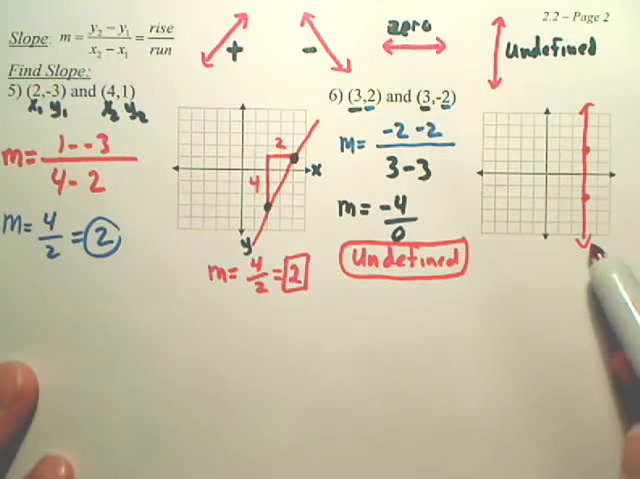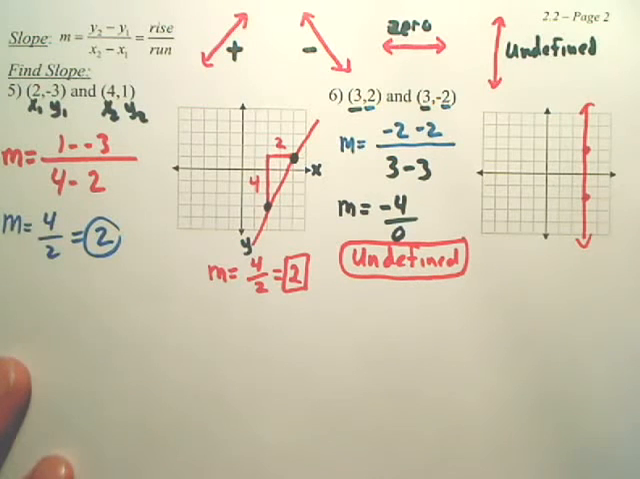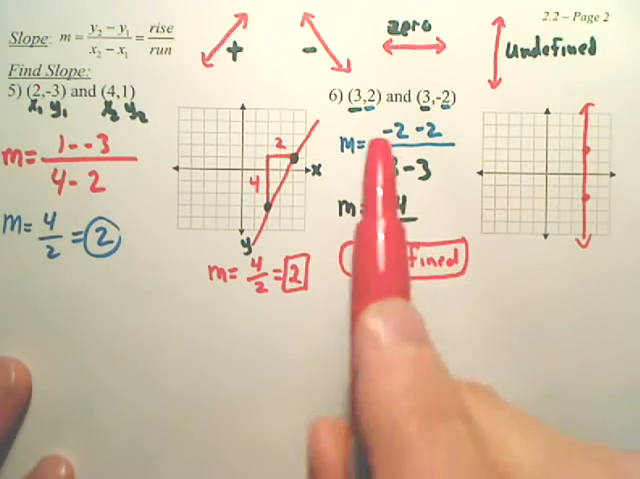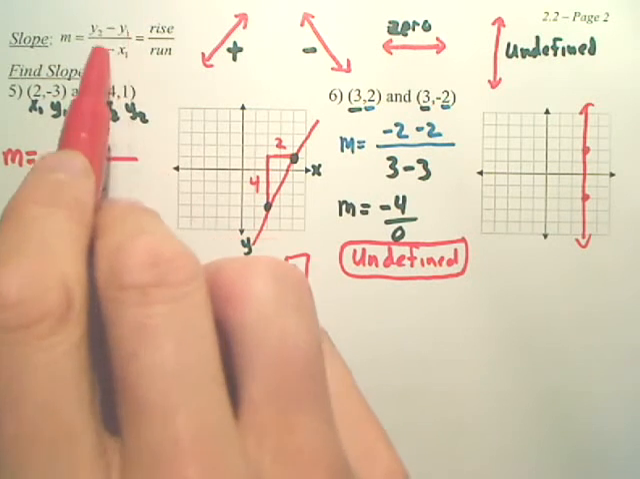So you could have graphed it and realized right away it's undefined, or you could have done the formula and realized it's undefined. Either graph or the formula. Preferably this formula. It's the rise over the run, the y's over the x's.